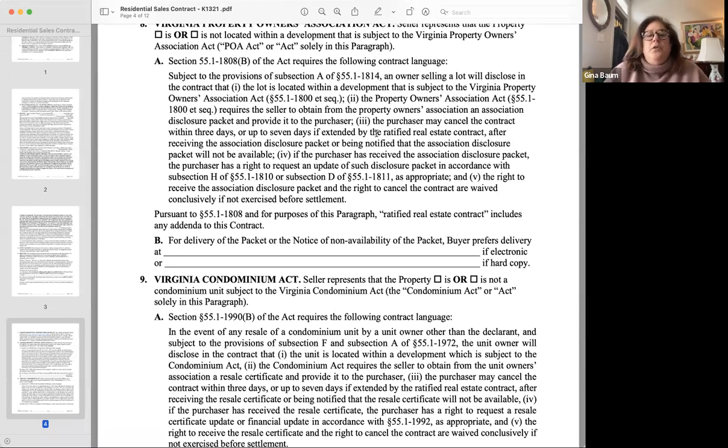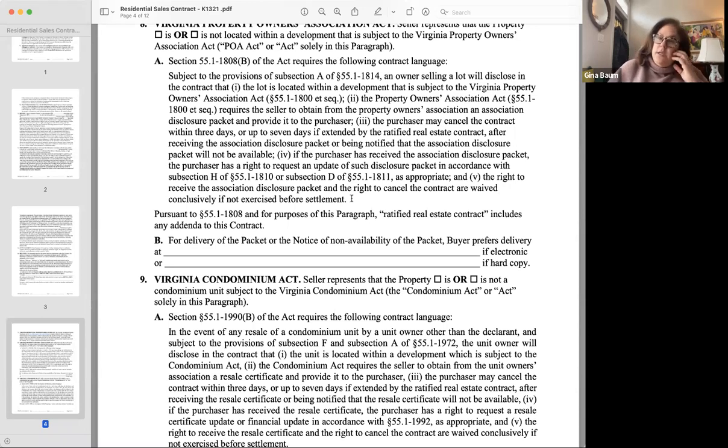So the purchaser may cancel the contract within 3 days or up to 7 days if extended. I already read that. If the purchaser has received the association disclosure packet, the purchaser has the right to request an update of such disclosure packet in accordance with subsection H of 55.1-1810 or subsection D of 55.1-1811 as appropriate, and the right to receive the association disclosure packet and the right to cancel the contract are waived conclusively if not exercised before settlement.